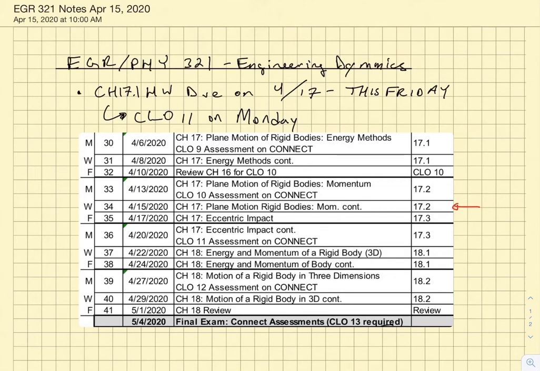Today we're going to continue on. We're going to do some examples from section 17.2. We're on the 15th of April, right?